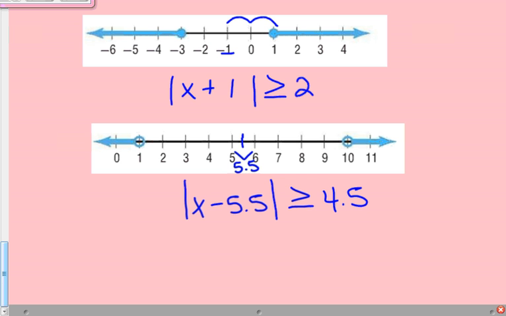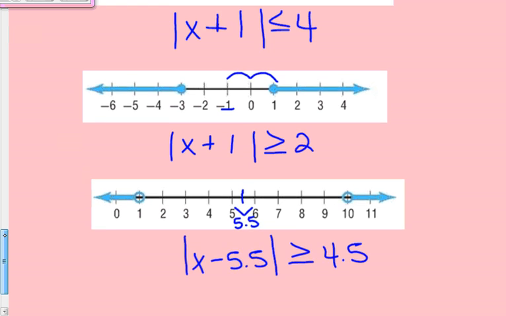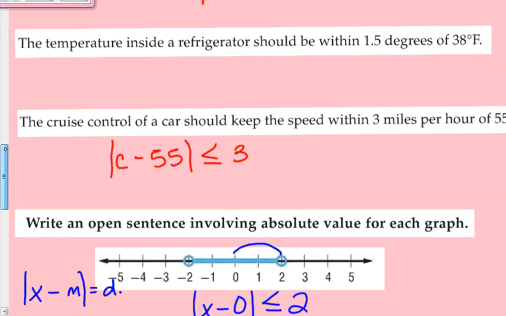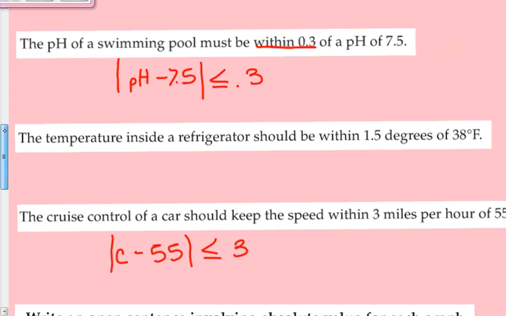So go back and review this lesson as much as you need to, and make sure you understand all the rules with your absolute value, when it's less than, when it's greater than, and remember, always 2 answers.